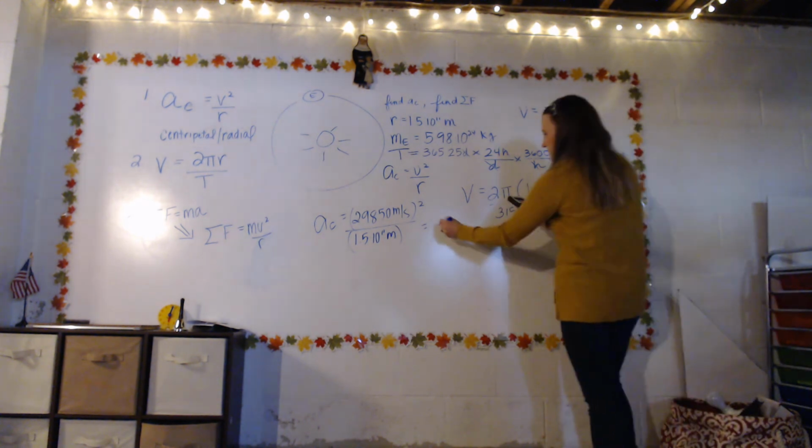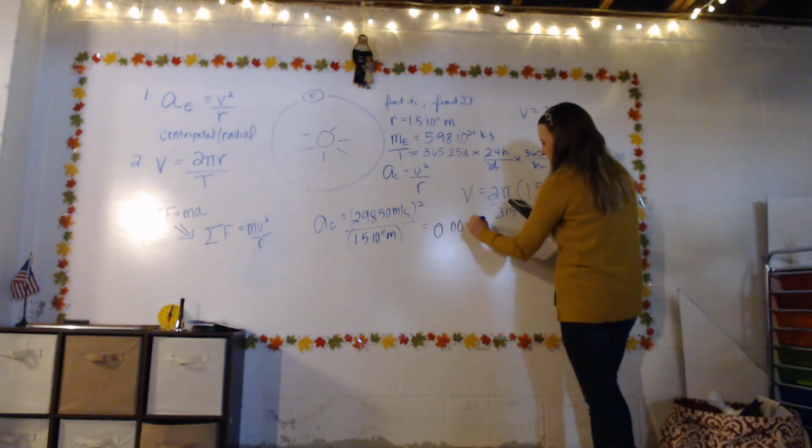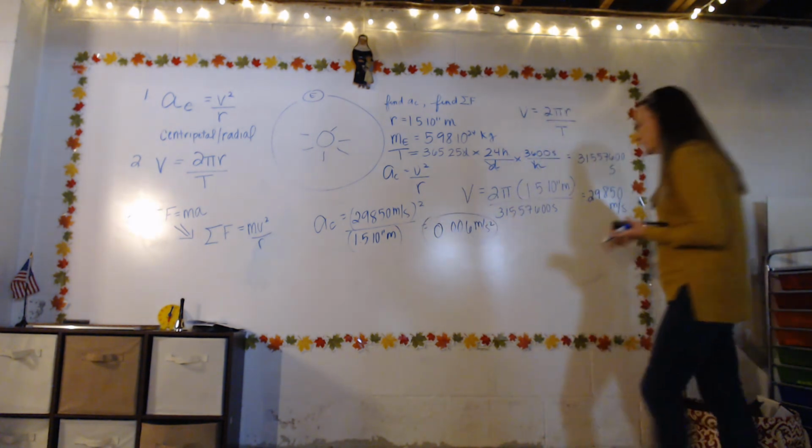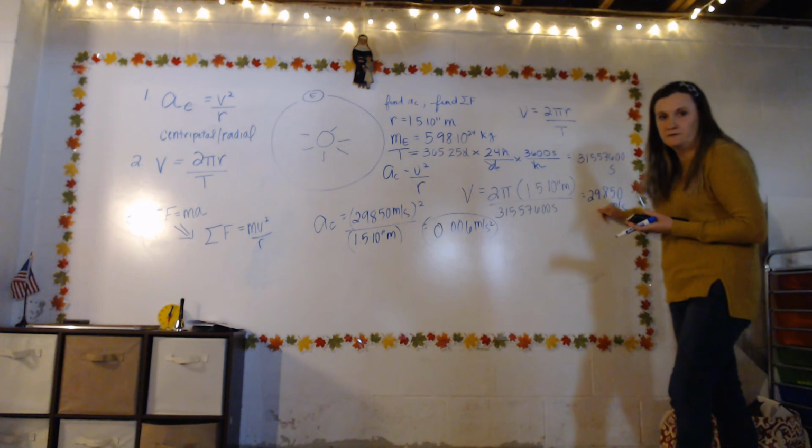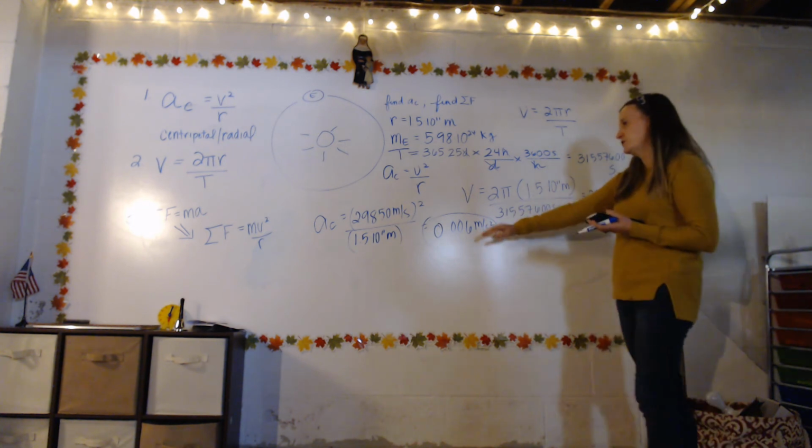I get about 0.006 meters per second squared. That's really small, all right? So even though we're moving at a really big clip, the acceleration on Earth is quite small.